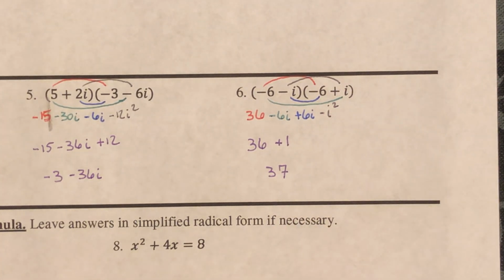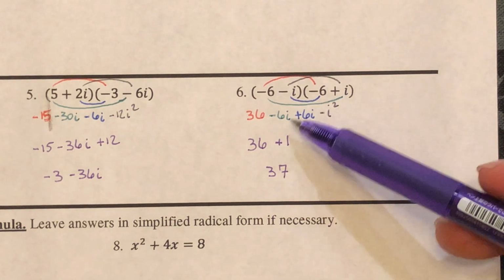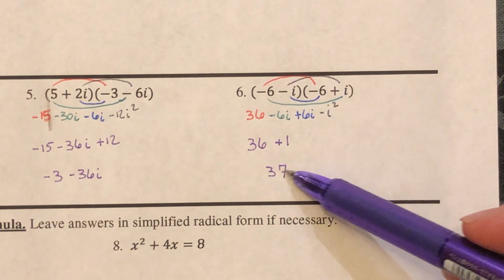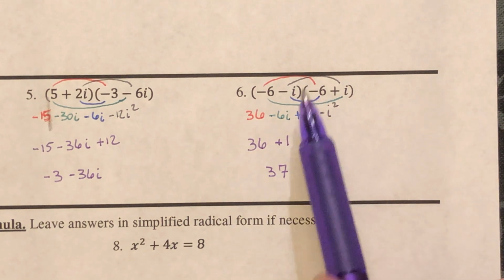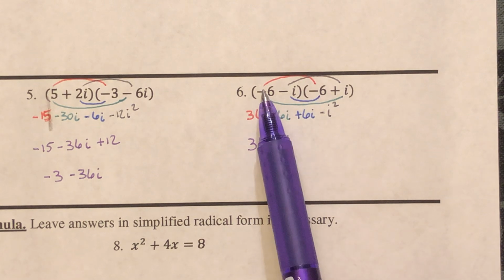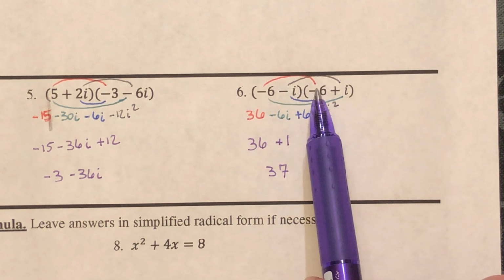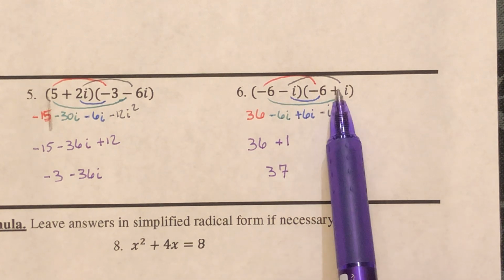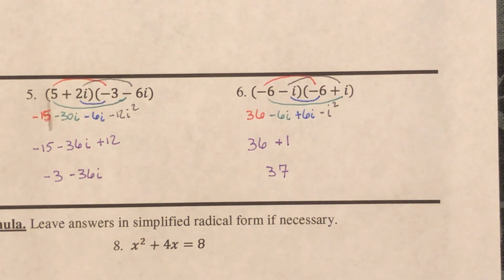So I get 37. The reason these multiply together to give me a real number, I no longer have any imaginary parts, is because these are conjugates of each other. The conjugate is where I have the same values in each of those, but one is addition and one is subtraction.